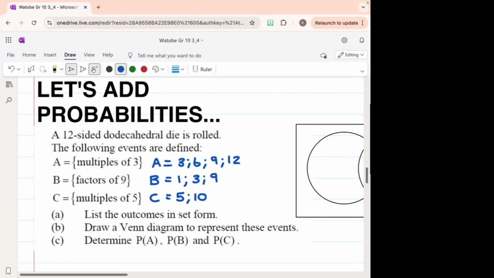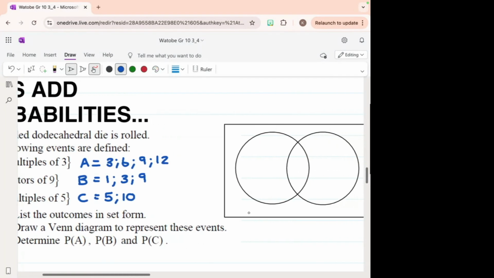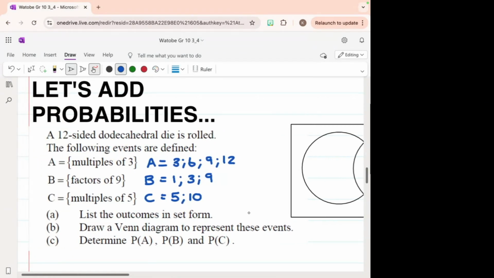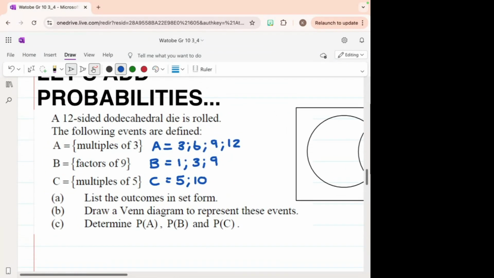So A is done. Tick, finish. B, draw a Venn diagram to represent these events. And teacher Croker has put one there next to it, but that only has 2 events. She's wanting you to draw a Venn diagram to represent these events. Guys, I'm going to give you 2 minutes to go try it.